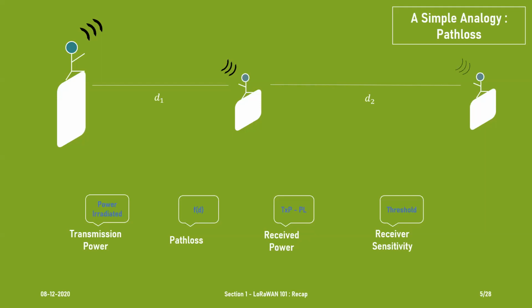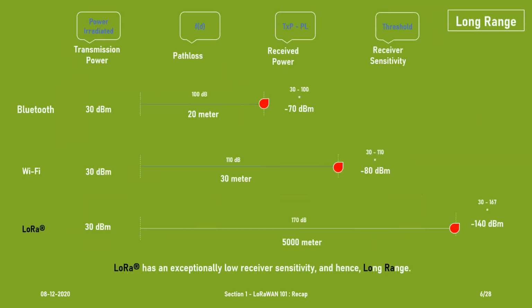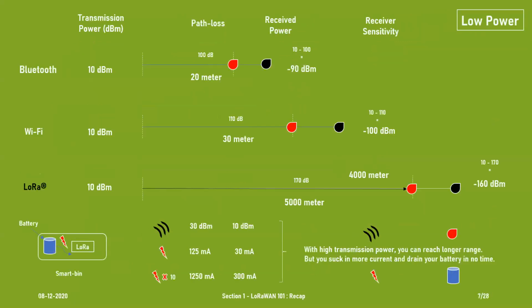With that basic understanding, with that simple analogy, we moved forward to understand why LoRa is a long-range communication technology. Comparing with Bluetooth or Wi-Fi, these technologies have a receiver sensitivity level in the order of minus 70, 80 dBm. Now, if you see LoRa, it has impressively low receiver sensitivity in the order of minus 140 dBm, and hence this technology is long range. We also understood from these 4 points about transmission power, received power, RSSI, and path loss.